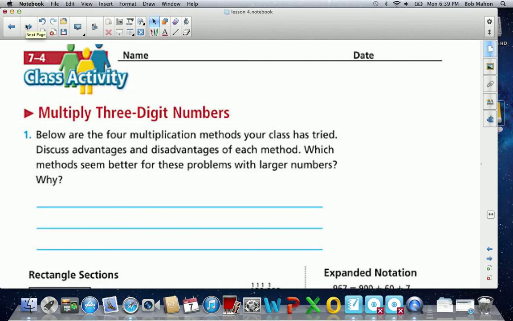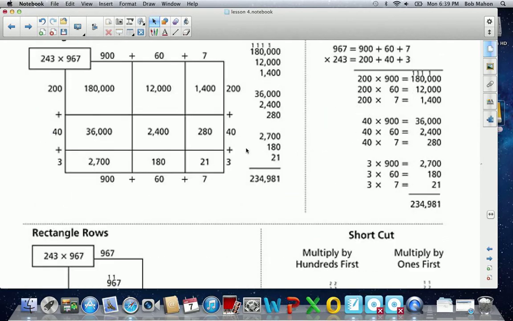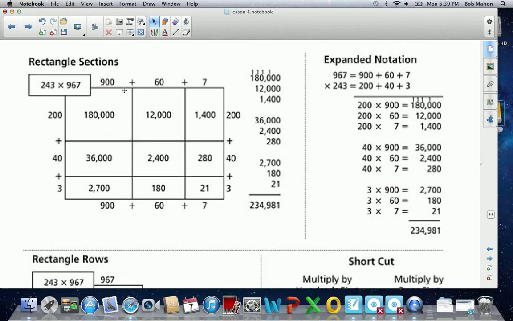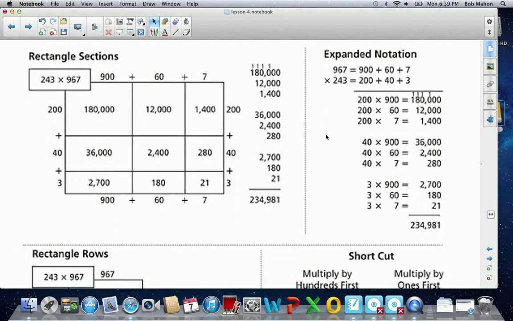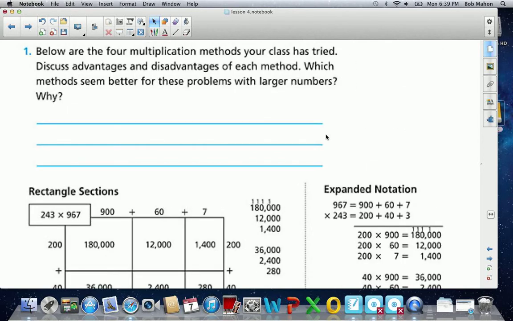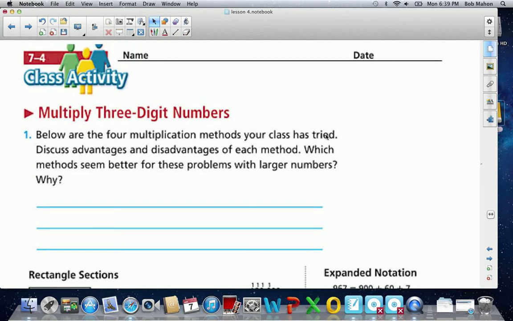Okay, so first we're going to talk about how we multiply 3-digit multiplications. Again, this is what you'll start with in class tomorrow, is discussing which method you like better. And I know, like I said already, that lattice multiplication is one you use, and it's not listed here. If that's your preferred method, please use that and explain why. There's rectangle sections, expanded notation, rectangle rows, and the shortcut method. Remember, your other option is lattice method as well. You guys sometimes use that one, and if you use that one, please write that here.